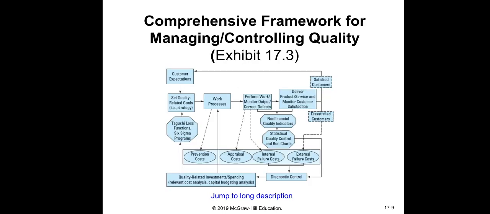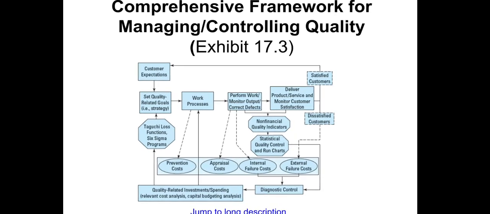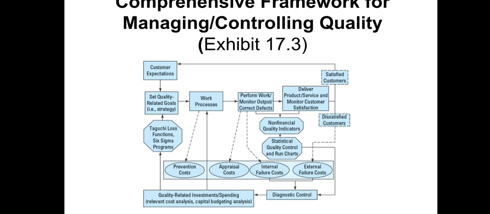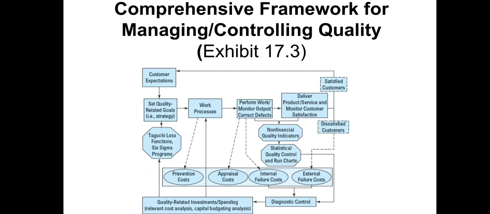Okay, this is the comprehensive framework for managing or controlling quality. If you have a business, you have to control or manage the quality of your product. You cannot let the process flow naturally. You have to control the quality of your product or your service. So this is the way proposed by the textbook, a comprehensive framework for managing or controlling quality.